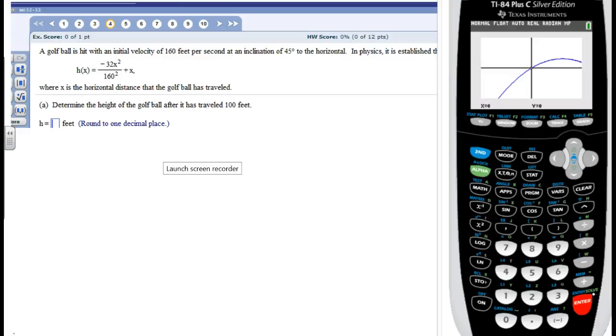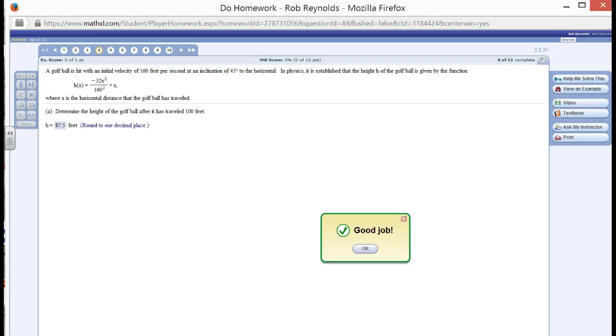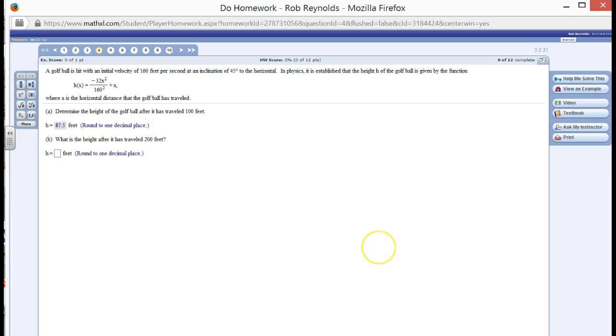Then to find the ball's height after 100 feet, I'll type in trace 100 enter, and it looks like 87.5, so I'll check that. My MyMathLab says this looks pretty good, and I'll proceed on.